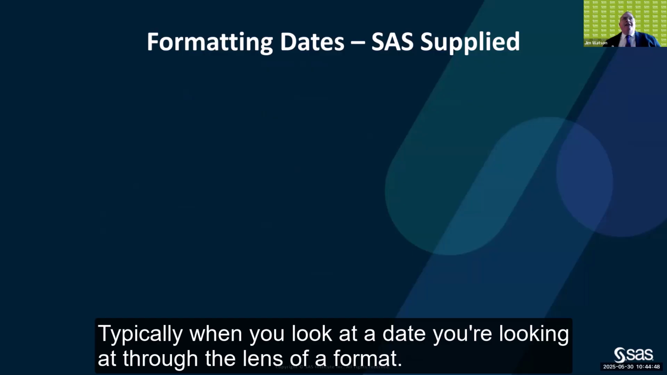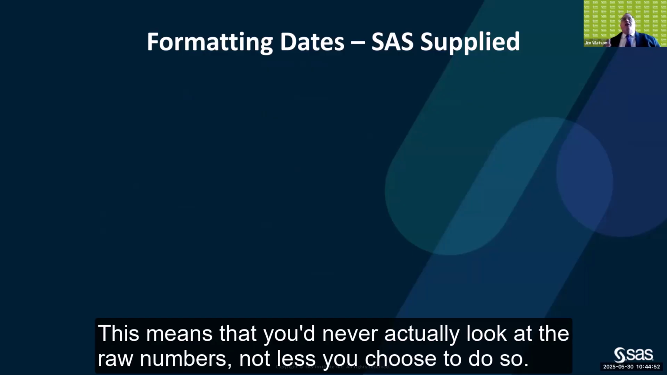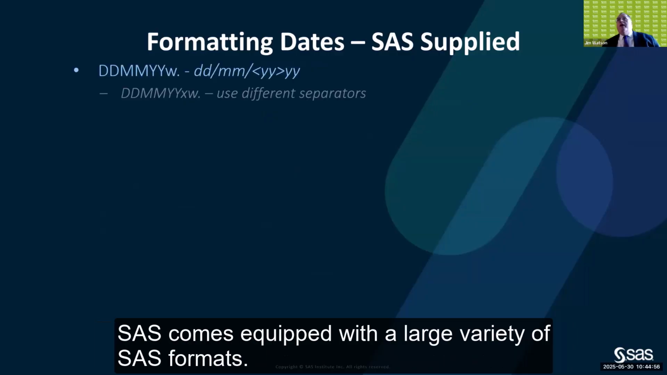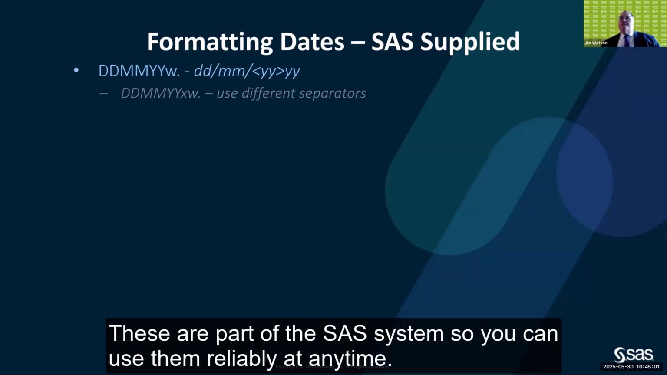Typically, when you look at a date, you're looking at it through the lens of a format. This means that you'd never actually look at the raw numbers, not unless you choose to do so. SAS comes equipped with a large variety of SAS formats. These are part of the SAS system, so you can use them reliably at any time.